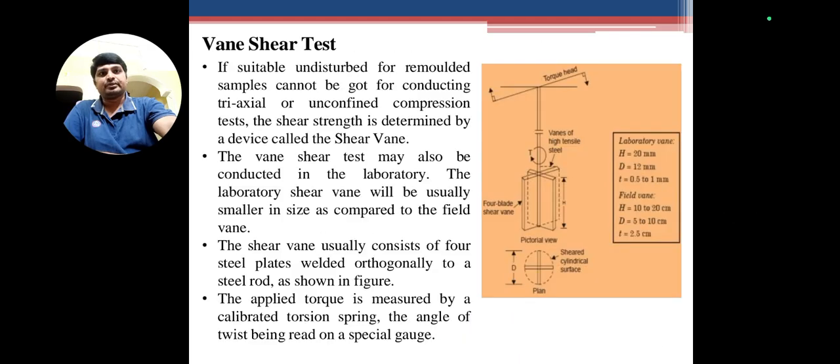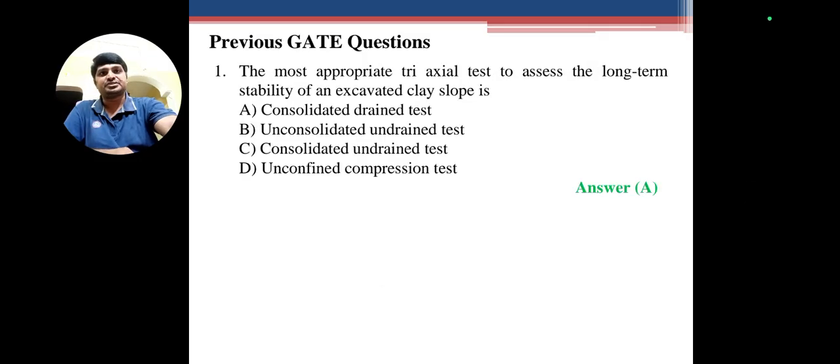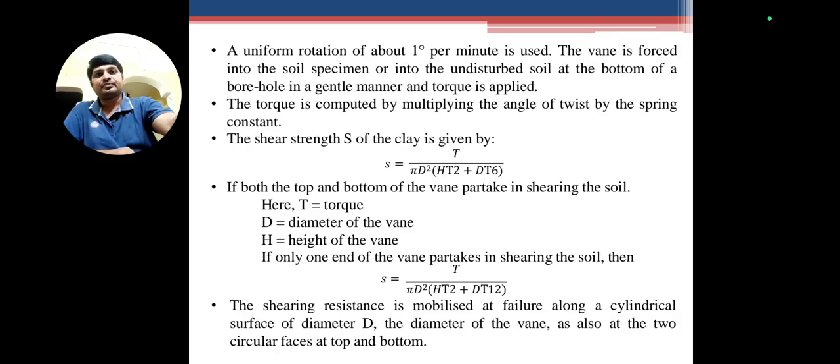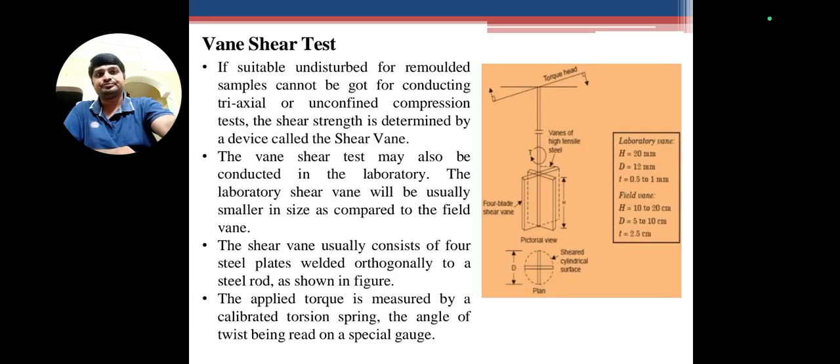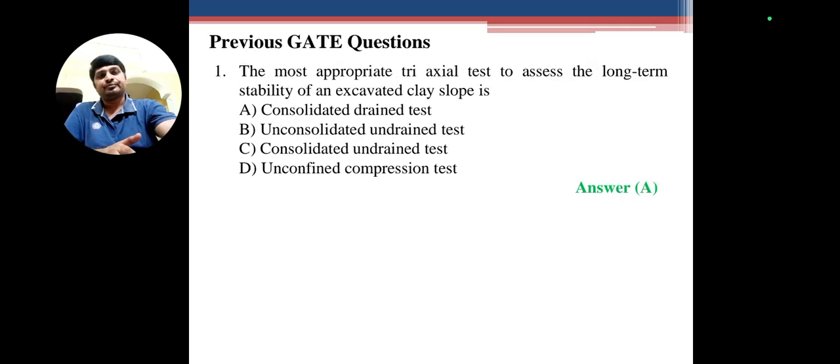And the vane shear test, which is conducted in the field as well as the laboratory. The formula is like this: shear strength of the soil equals T divided by pi D square into (H by 2 plus D by 6), where T is the torque, D is the diameter of the vane, and H is the height of the vane, so that we can find out the shear strength. So like that, different kinds of tests we can conduct for finding the shear strength.